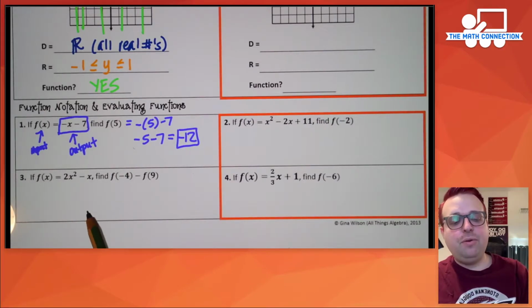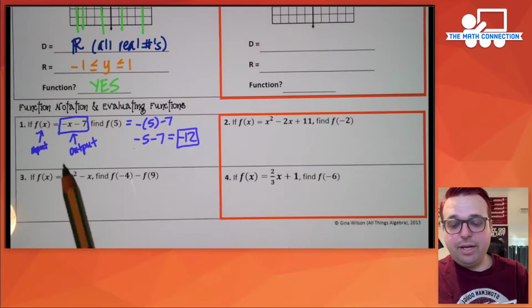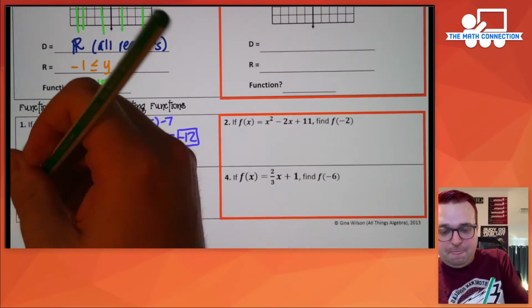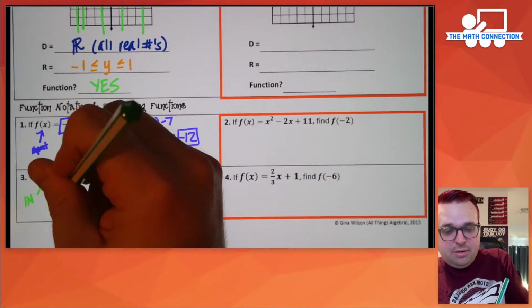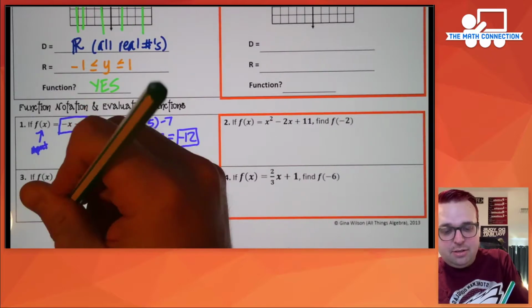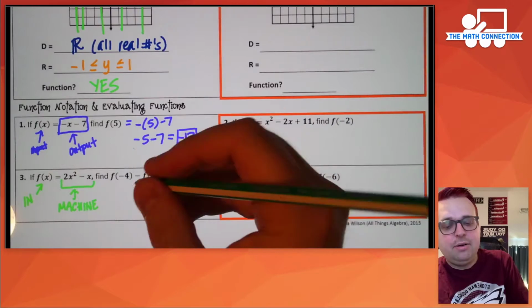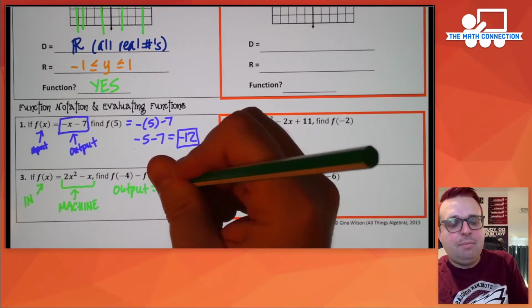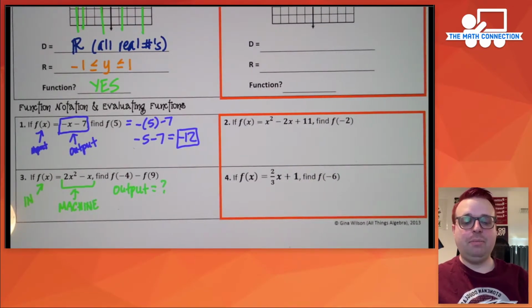I'm going to do 3 with you, and then you guys are going to handle 2 and 4. Okay, so on number 3, let's label it, right? So this is our in. This is the machine. And then the output is what? Well, we don't know what the output is. We have to literally plug some stuff in first and find that out.